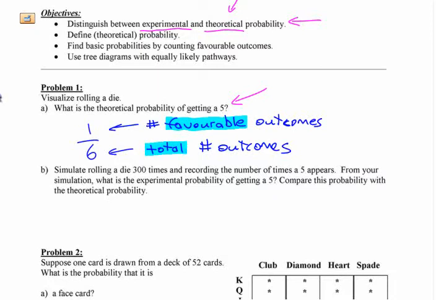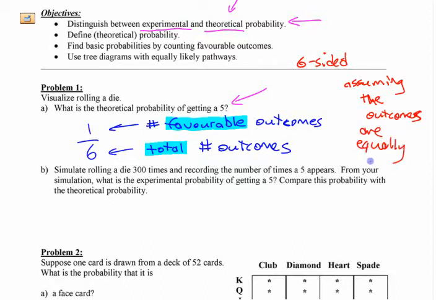For any situation, there's one big assumption you're making, though. What are you assuming here? Okay, you're assuming it's a 6-sided die in this particular case. That's a good thing to point out. What's the big assumption here about those 6 sides, though? They all have an equal chance, right? Assuming the outcomes are equally likely. Okay, assuming those things are equally likely.